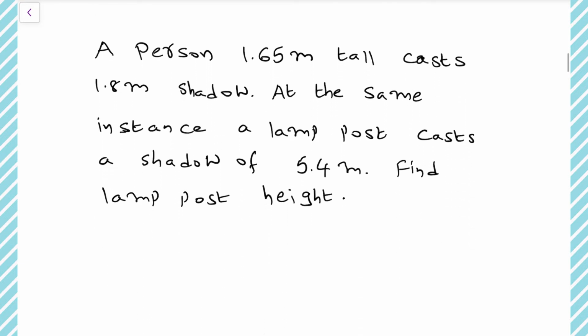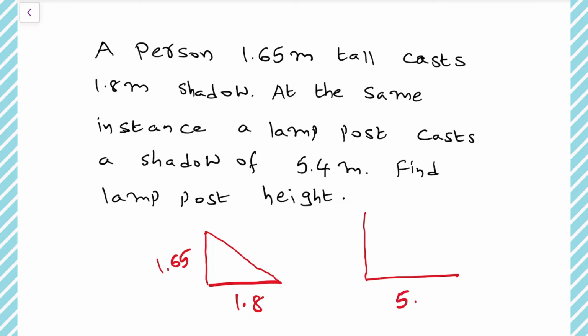Next question. A person 1.65 meter tall casts a 1.8 meter shadow. So one person, his height is 1.65 meters and he is casting a shadow of 1.8 meters. We will get one right angle triangle. Next, at the same instant, a lamp post casts a shadow of 5.4 meters. Here one more lamp post is there. That lamp post shadow is 5.4 meters. Then he is asking to find the height of the lamp post. So this height of the lamp post we need to find out. I am taking that as some h.